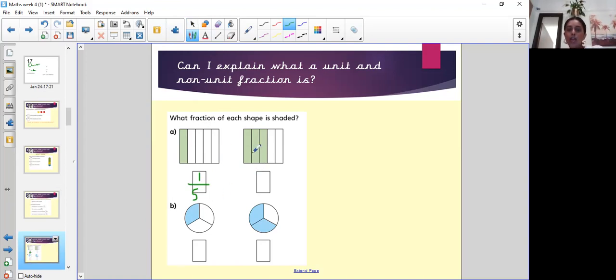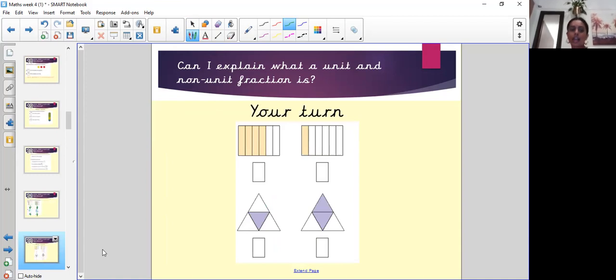And here I've got 1, 2, 3, 4, 5 again in total. How many are shaded is 3. So 3/5 of my shape is shaded. Let's have a look down here. How many pieces do we have to find our denominator? So we've got 3 pieces, 1, 2, 3. How many are shaded is 1. So 1/3 of the circle is shaded. Again, we've got 3 pieces here. So we're working it out over how many pieces. And 2 of those pieces are shaded. So it's 2/3 of my circle is shaded.